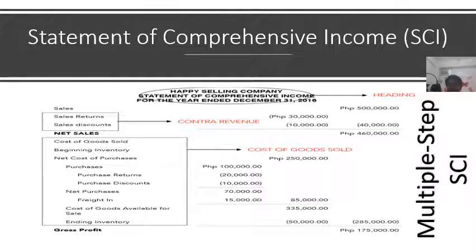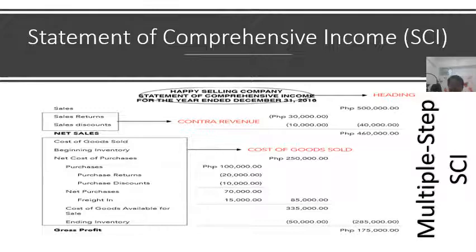So, as you can see, unlike the single step where you just listed the revenue and then listed the expenses, then took the difference, this one has more procedures. There is a series of additions and subtractions to be done. That is why it is called a multiple step income statement for merchandising business. So as you can see, it also has a first part that is the same.